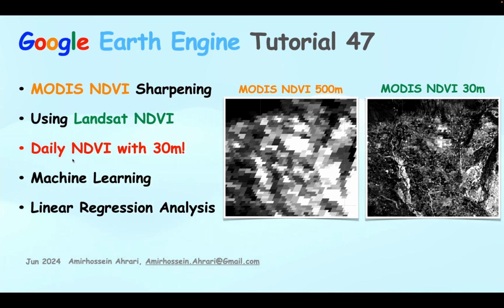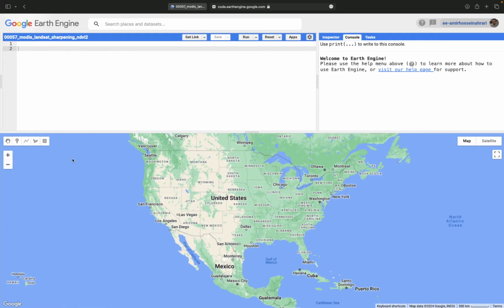This is also a very useful tutorial for Google Earth Engine experts, as it enables you to use machine learning techniques to improve the quality of the data you are using. So let's go to the Earth Engine Code Editor environment.